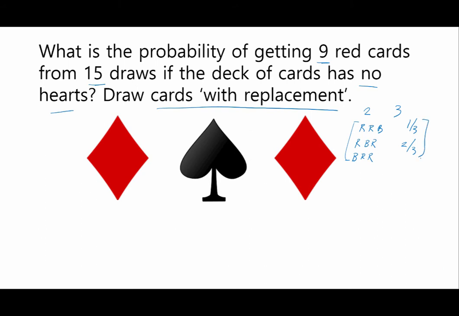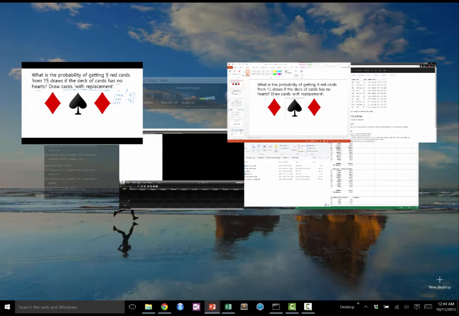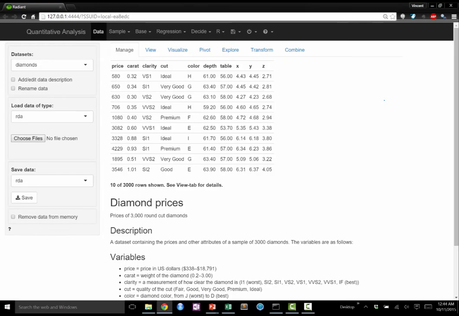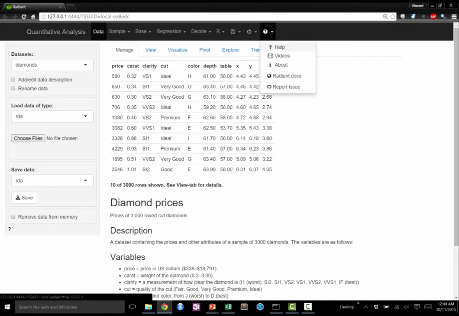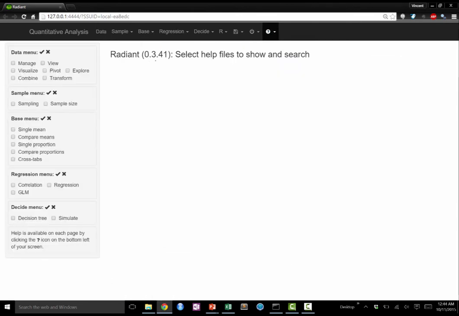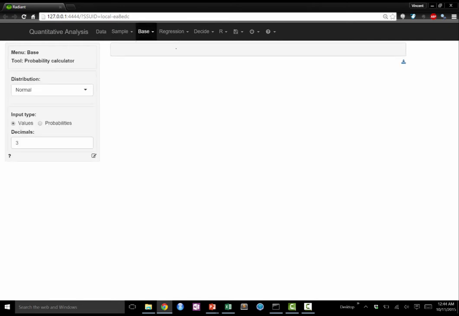Now once we're talking about 9 reds out of 15, there are obviously more combinations, and so it's easy to either use a formula or something like the Radiant Probability Calculator. So let's take a look and see how we can establish that probability. Note that I'm clicking here on the help icon on the top right and then on help. It says version 341, so you'd need that version to follow along with the examples.